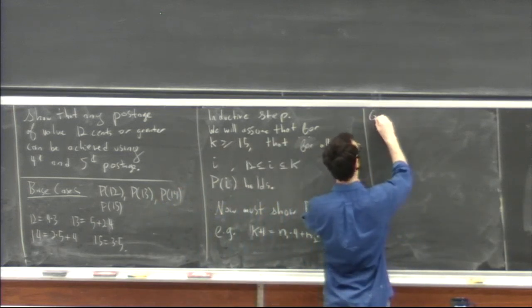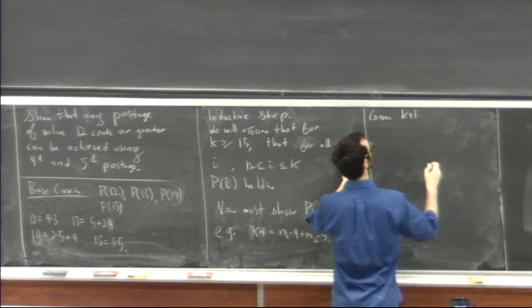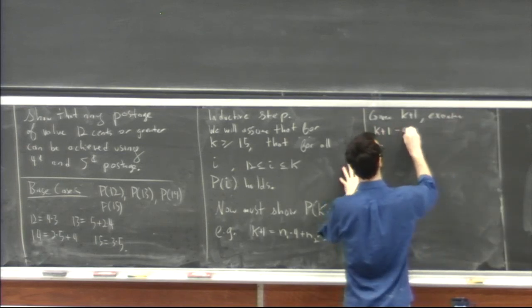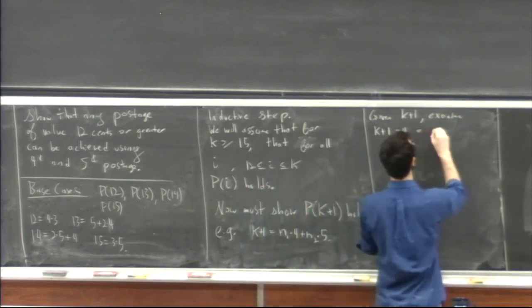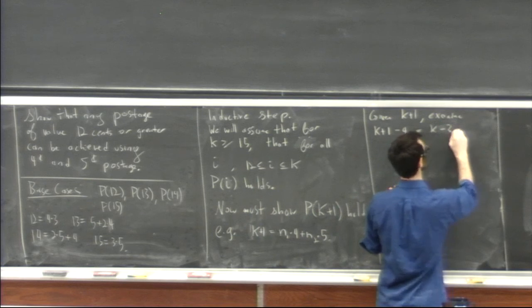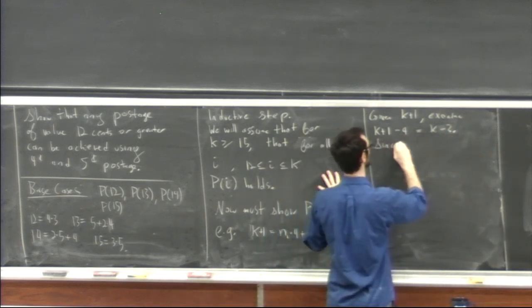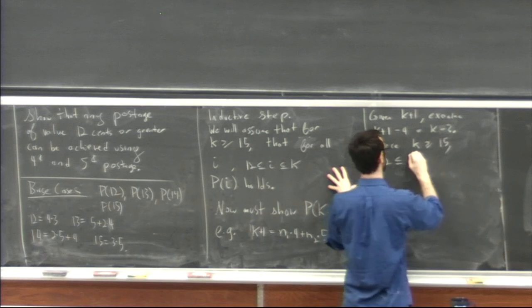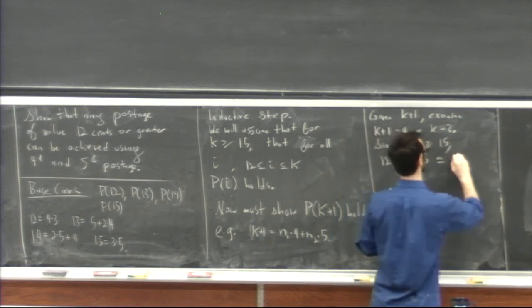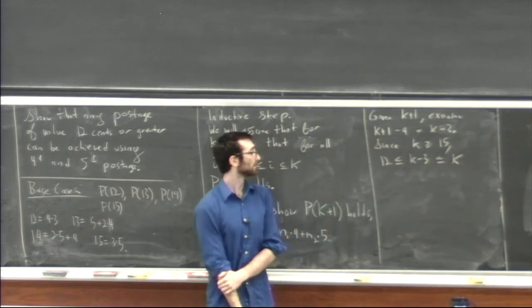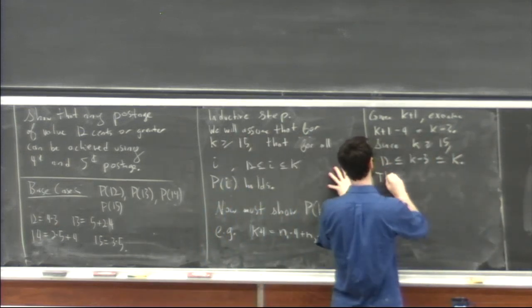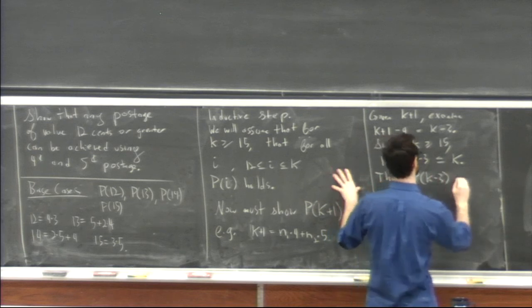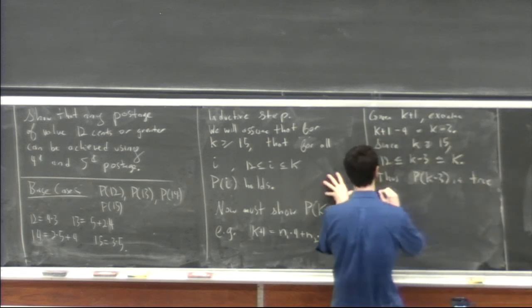So now, given k plus 1, examine k plus 1 minus 4, which is equal to k minus 3. Since k is greater than or equal to 15, 12 is less than or equal to k minus 3, which is less than or equal to k. Thus, P of k minus 3 is true by the inductive hypothesis.